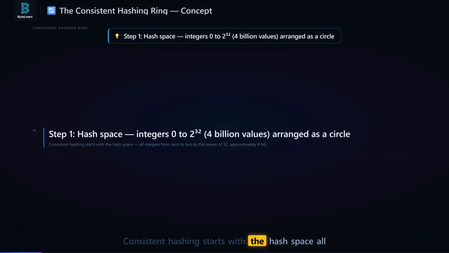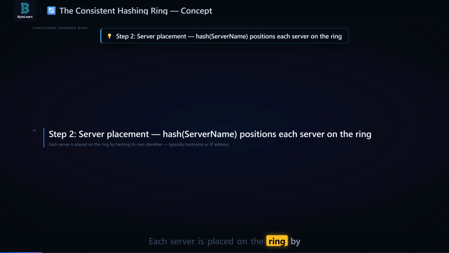Consistent hashing starts with the hash space, all integers from 0 to 2 to the power of 32, approximately 4 billion values. Instead of treating this as a linear number line, we bend it into a circle. 0 and 4 billion are adjacent. This circle is called the hash ring. Each server is placed on the ring by hashing its own identifier, typically host name or IP address. Server A hashes to position 80, server B hashes to position 160, server C hashes to position 240. These positions are fixed.